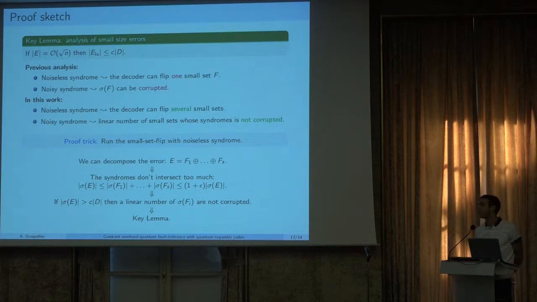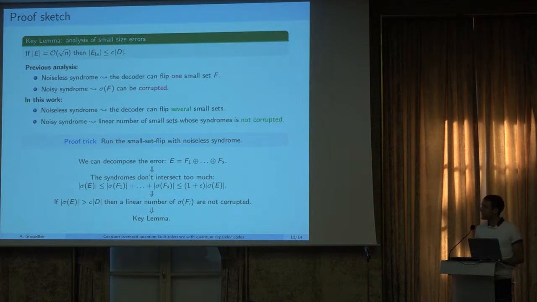Okay, so now a little proof sketch of our results. The one important lemma that we've proved is about the analysis of small size error. We have proved that if the initial error has size bounded by the minimal distance, then it is possible to find an upper bound on the final error, which is a linear function of the size of the syndrome bit error.